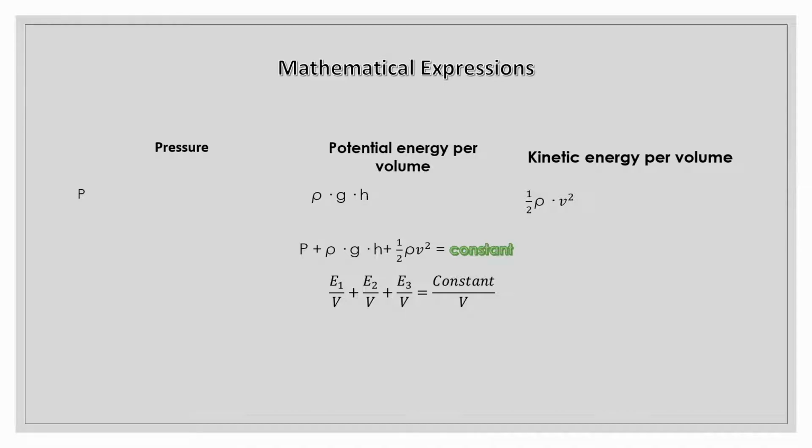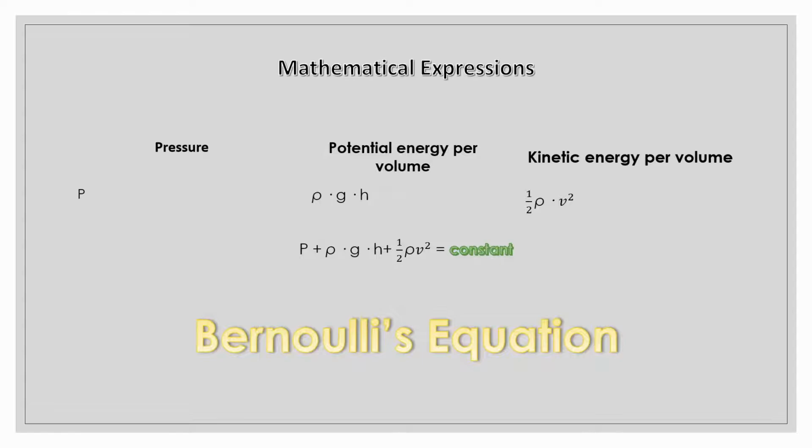Now that we know that this equation is a valid statement of conservation of energy, we can drop the second one because we don't need it. Proving that pressure is a type of energy divided by volume was not an easy thing to do, and the guy who managed to prove it got this equation named after him. Can you guess his name? It's Bernoulli, and this right here is Bernoulli's equation.